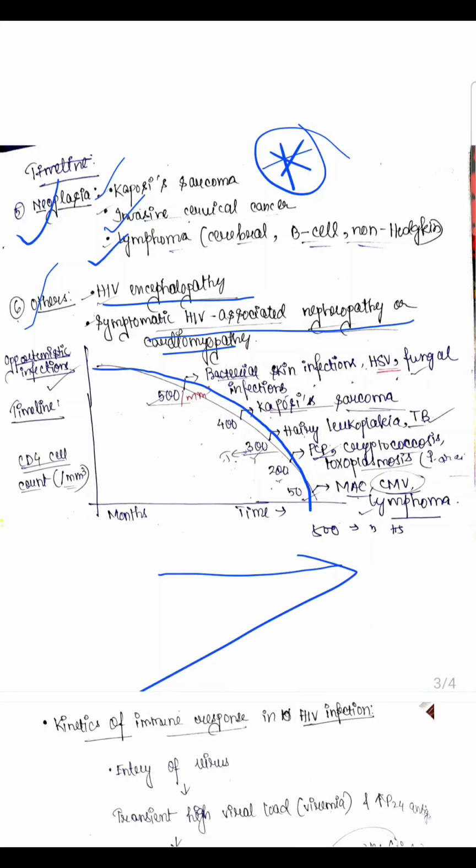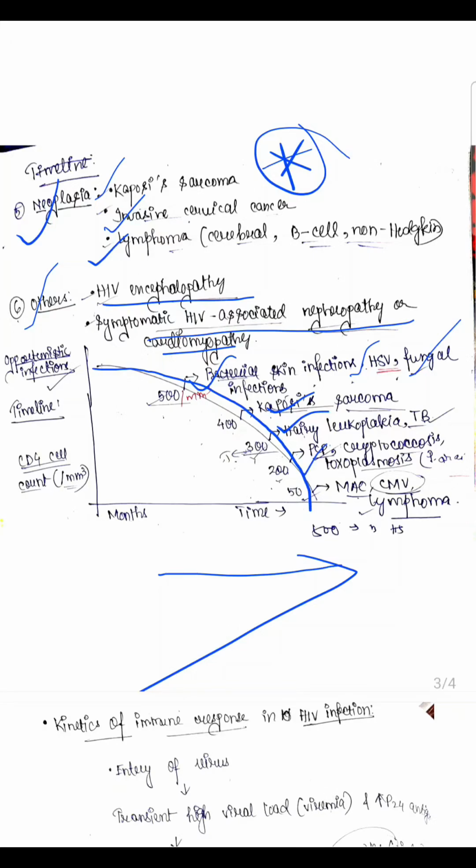When the CD4 T cell count is 500 per cubic millimeter, we are infected with bacterial skin infections, herpes virus infections, fungal infections. When it's 400, it's Kaposi's sarcoma. When it's 300, it's hairy leukoplakia and TB. When the CD4 cell count is falling to 200 per cubic millimeter or microliter, we are infected with Pneumocystis jirovecii pneumonia, cryptococcosis, toxoplasmosis.